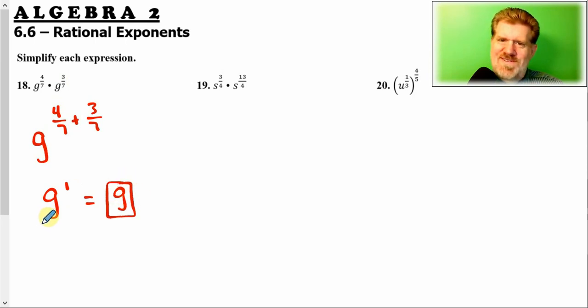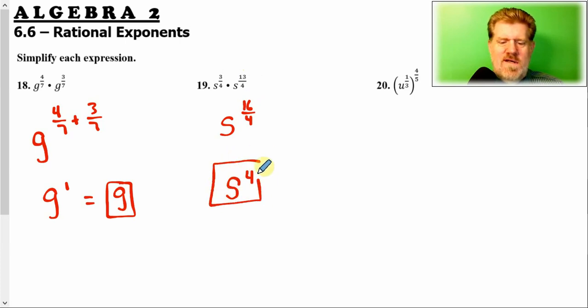So nice. Same thing here. Same base. Add the exponents. So 3 plus 13 is 16 over 4. What's 16 divided by 4? 4. Oh, my least favorite variable, s, but it's s to the 4th.